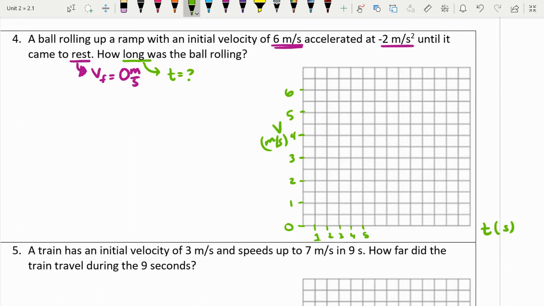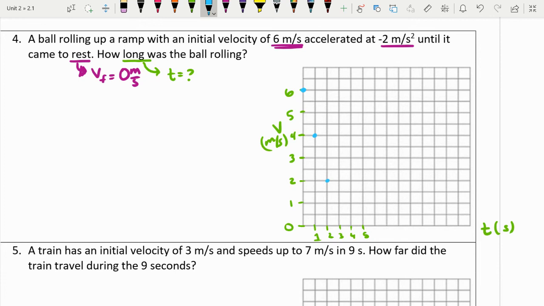Okay, so we're going to start up at 6 meters per second because that's where it starts, and it's accelerating at negative 2 meters per second squared. So that means for every second that goes by, it's decreasing 2 meters per second. So in that first second, it's going to decrease from 6 down to 4. In another second, it's going to go from 4 down to 2. And in that third second, then, we can actually just extrapolate this out.